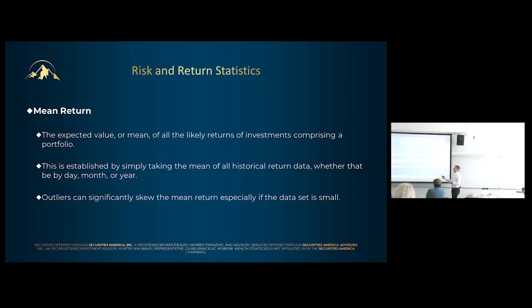Outliers can significantly skew the mean return, especially if the data set is small. And if I say the data set is small, you might think of a brand new fund. If I have a brand new managed fund that's only been around for 2 years, and one of those years was really, really good because they happened to buy Tesla right before it exploded, that might look really good. You might have a really high mean return, a really high expected return.